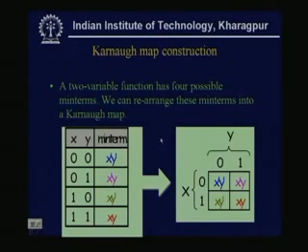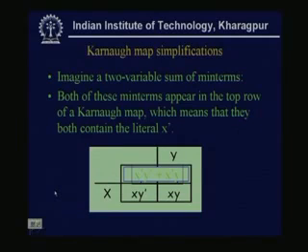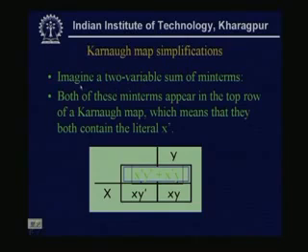Now we can easily see which minterms contain common letters. See, minterms on the left and right side contain y bar and y, just now we have explained, and minterms of the top and bottom rows are x bar and x. Just now we explained that these are the positions of the minterms. Now, how do we simplify? With this simple example, we see how we can simplify this.